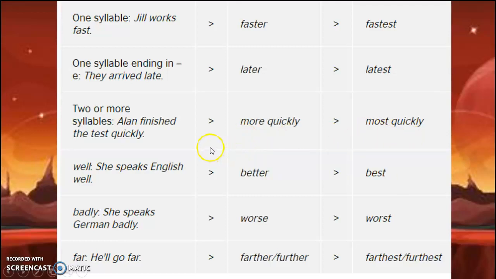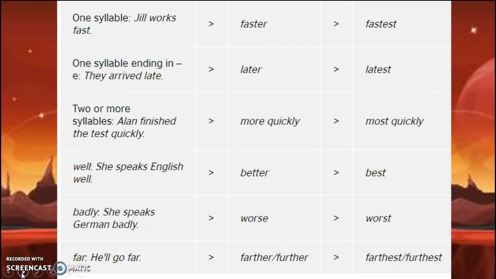Also, we have a group of irregular adverbs. We have here well, which comparative is better, and the superlative is best. Badly, which comparative is worse, and the superlative is worst. And far, which comparative is further and superlative furthest.